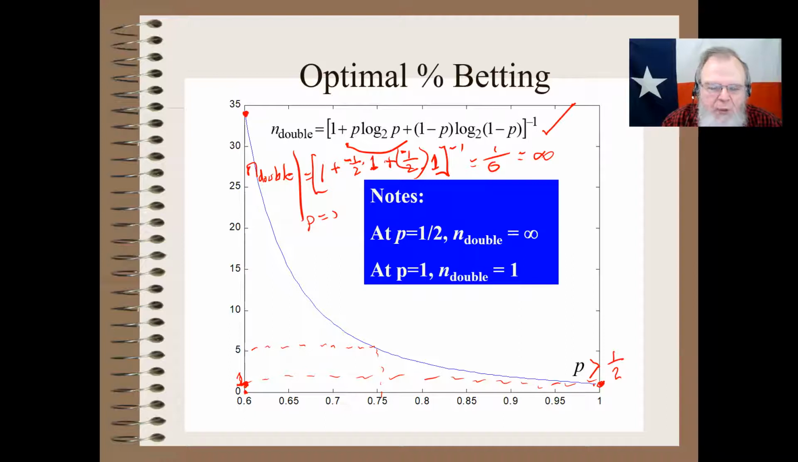And at p is equal to 1, as we've already pointed out, the number of times to double is just equal to 1.